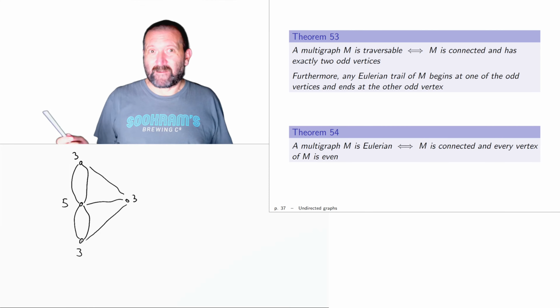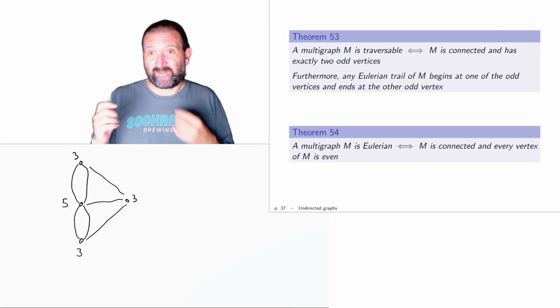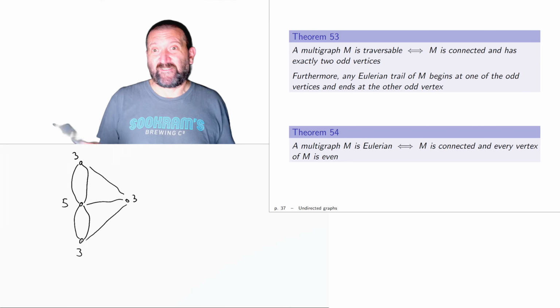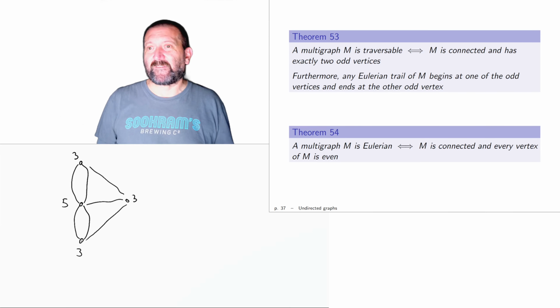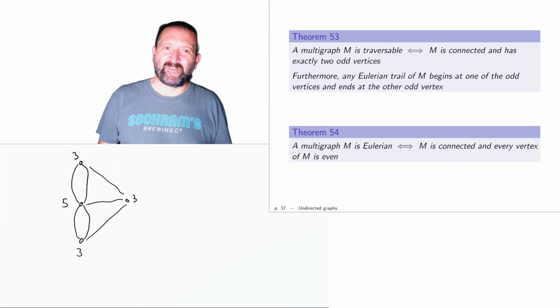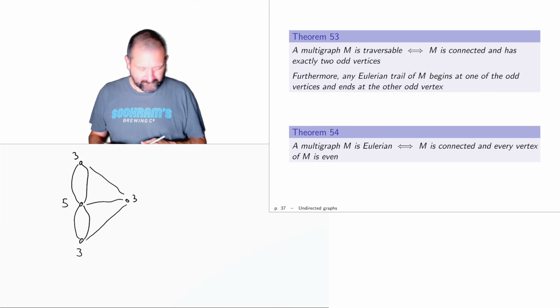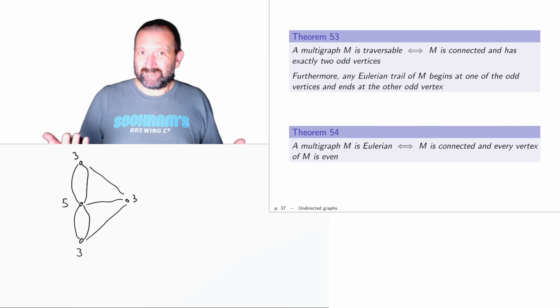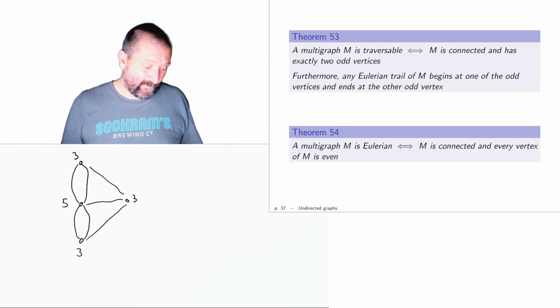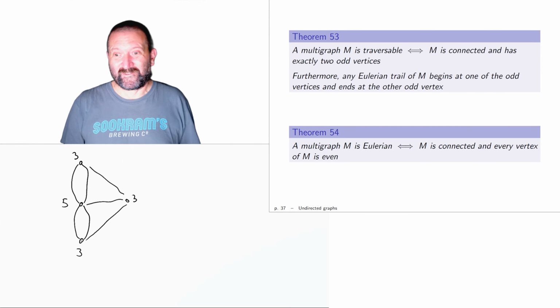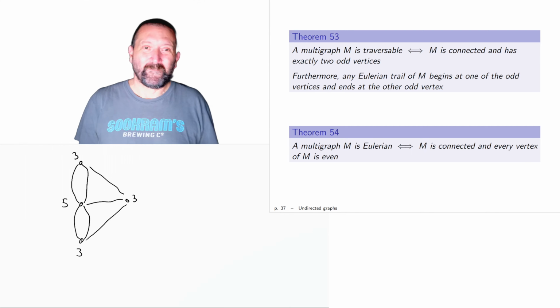And is it Eulerian? Can we have a circuit in there? Well, even less so. It's connected, and every vertex of M is even? Definitely not. All of them are odd. So that is not working either.